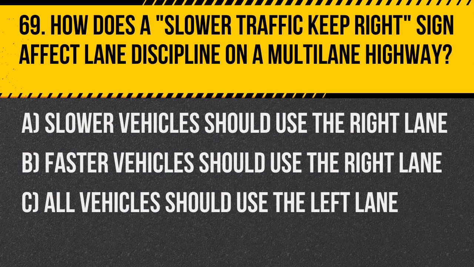Question 69. How does a slower traffic keep right sign affect lane discipline on a multi-lane highway? A. Slower vehicles should use the right lane. B. Faster vehicles should use the right lane. C. All vehicles should use the left lane. Answer: A. Slower vehicles should use the right lane. This helps maintain the flow of traffic.